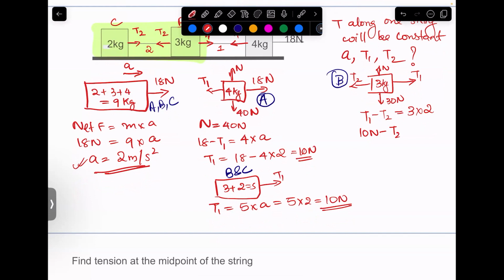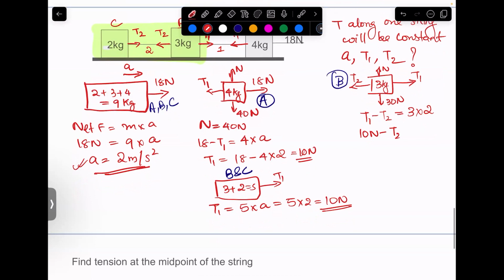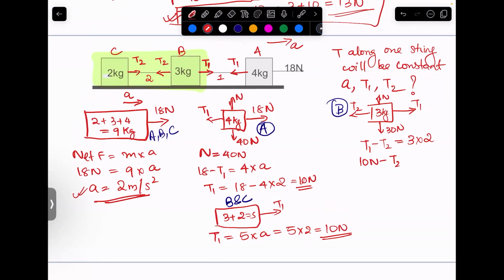If T1 equal to T2, what will happen? The net force will be 0, and the particle won't be moving. So that's why we have taken it as two different tensions. So 10 Newton minus T2 is equal to 6 Newton. So T2 equal to what? T2 equal to 10 minus 6 is equal to 4 Newton.